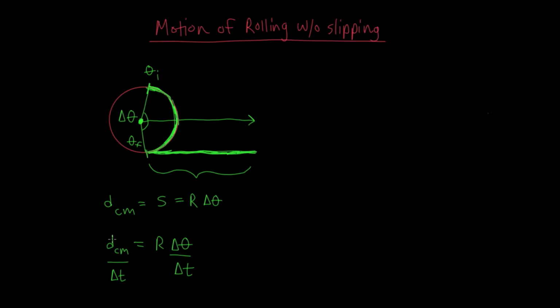If we divide the distance that the center of mass travels by a change in time, then we know that a distance divided by a change in time is just equal to a velocity. So the distance that the center of mass travels divided by the time that it took to travel that distance is just equal to the velocity of the center of mass. And that's equal to the radius times the change in angular displacement over time, which would give us the angular velocity, which is denoted with an omega for angular velocity.